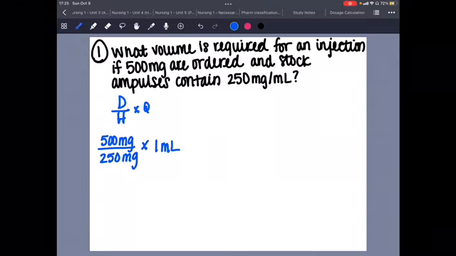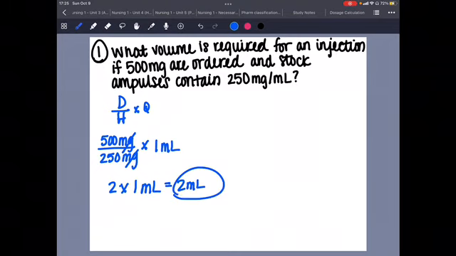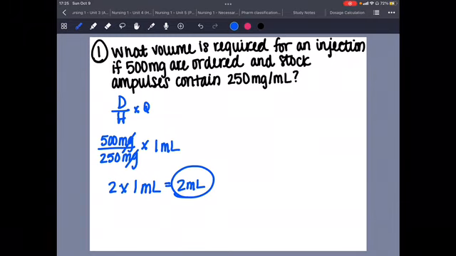And then all you're going to do is solve. So all you're going to do is take your 500 and divide it by 250. So you should get 2, and then the milligrams will cancel each other out. So you multiply that by that 1 mL, and then you should get 2 mLs. Oops, that circle is a little too big. So 2 mLs should be your answer.